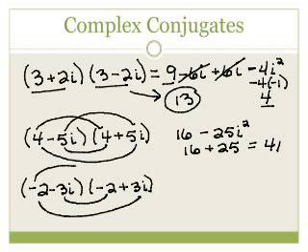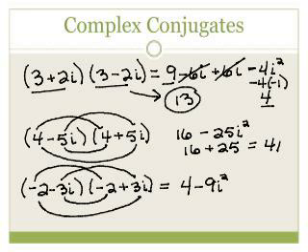So now if I multiply negative 2 times negative 2, I get positive 4. And then negative 3i times 3i, we get negative 9i squared. So it's important to remember that I squared, because it's I times I. Negative 9i squared becomes plus 9. So 9 plus 4 is 13. Okay?